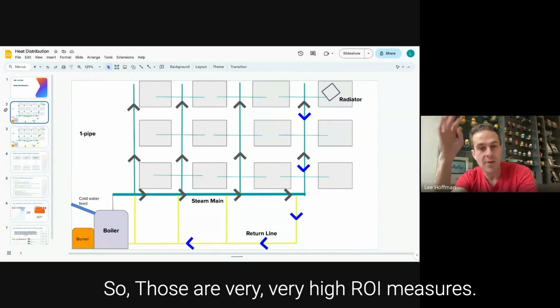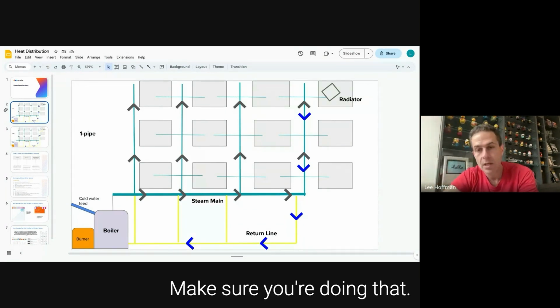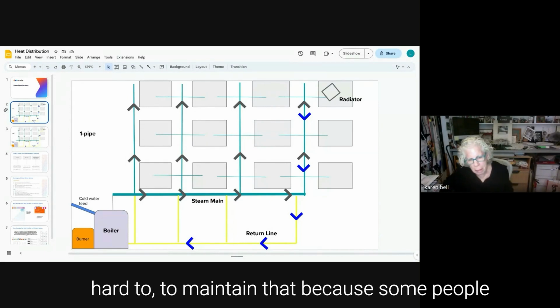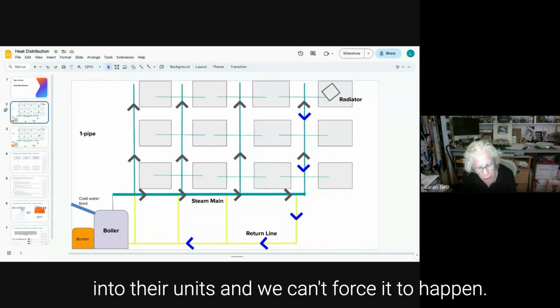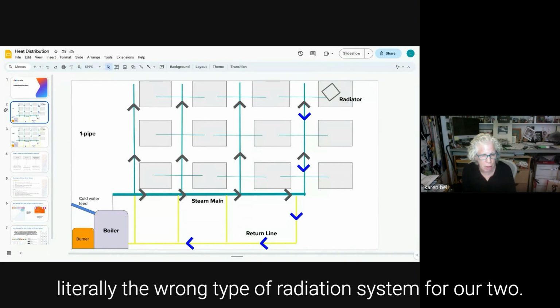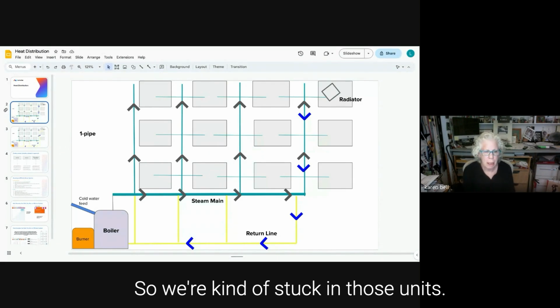So those are very, very high ROI measures. Venting and insulation will pay for themselves very quickly. Make sure you're doing that. Yeah, if you're in a small co-op, it's really hard to maintain that because some people are very resistant and reluctant to put money into their units, and we can't force it to happen. There are some people in my building who have literally the wrong type of radiation system for our two-pipe steam system, and they refuse to change it. So we're kind of stuck in those units.